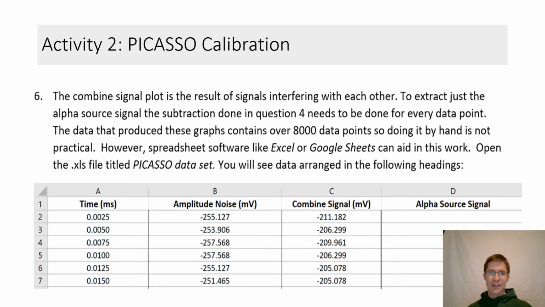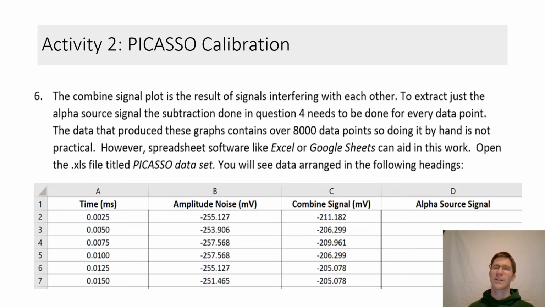The second activity deals with calibrating Picasso. Because these detectors are so sensitive, it's very important that they're calibrated properly to remove any background signals. We were fortunate to have data from the original Picasso science run that was done in SNOLAB, and we were given, I think, about 80,000 data points. So it's not really practical for students to do this by hand.